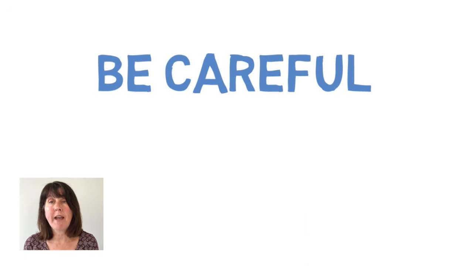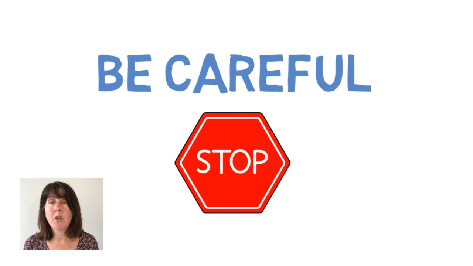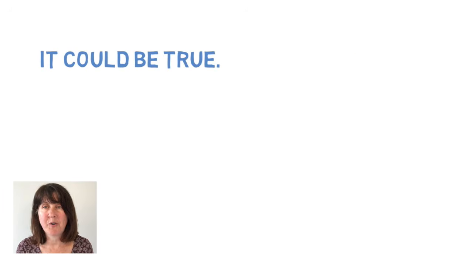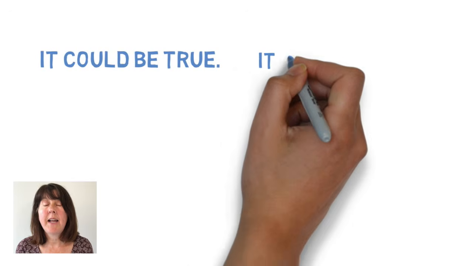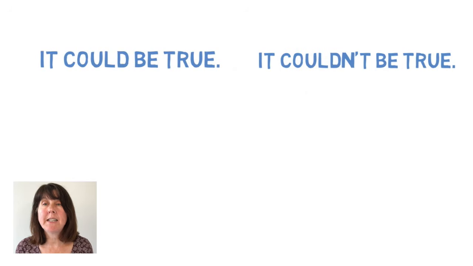However, stop and be careful with could. Could changes meaning in the negative. It could be true means it's possible that it's true. However, it couldn't be true means it's not possible that it's true, and not that it's possible that it's not true.